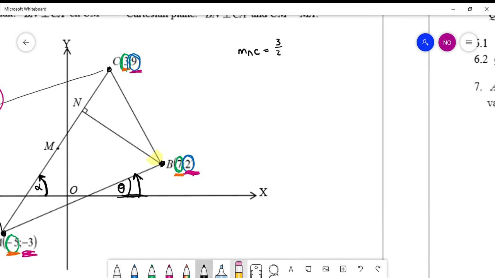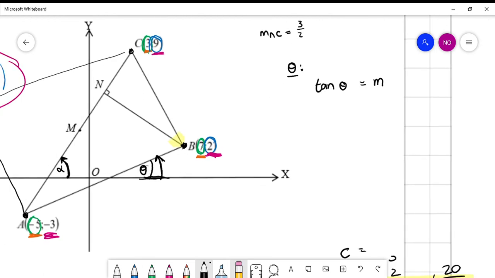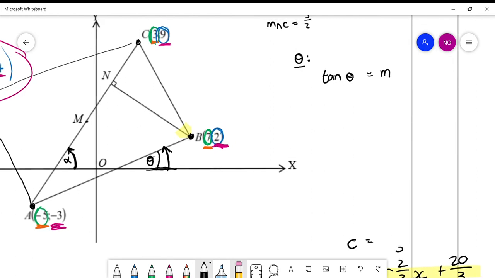Okay, so I'm first going to calculate theta. Sien julle almal waar theta is? Then you say, tan of the inclination angle that we want to calculate is equal to the gradient of the line that forms that angle. So spesifiek die gradient van die lyn wat daai hoekie vorm. Watse lyn vorm daai hoekie theta? Yes? AB.